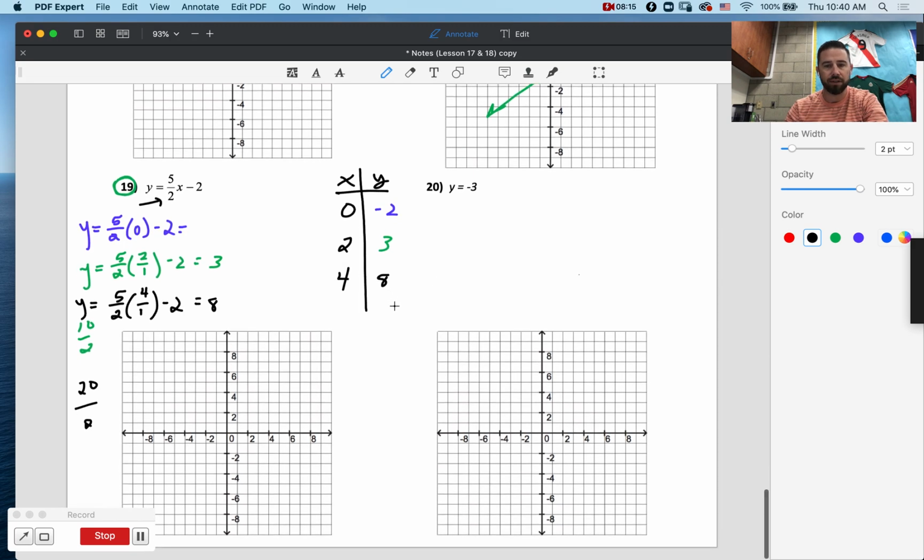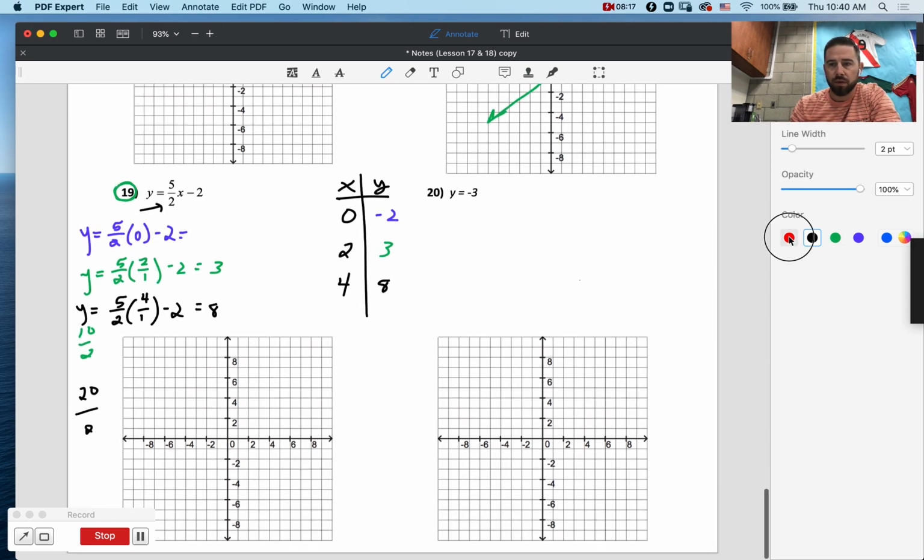So let's graph this now. We'll do it in red. 0, negative 2. 2, 3. 4, 8.